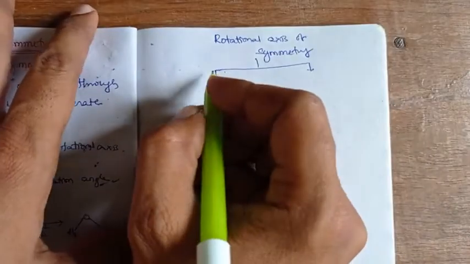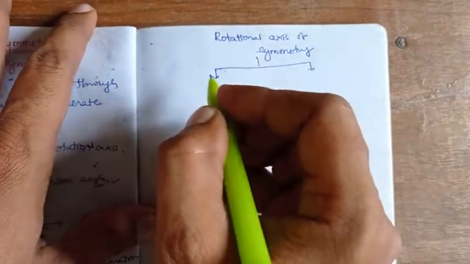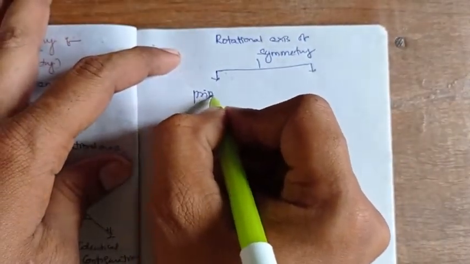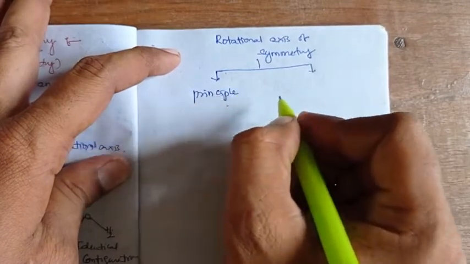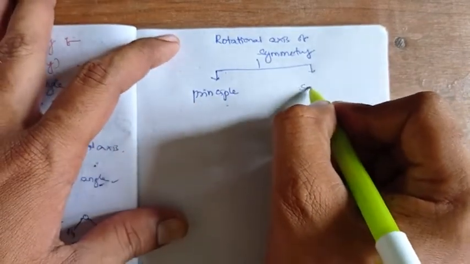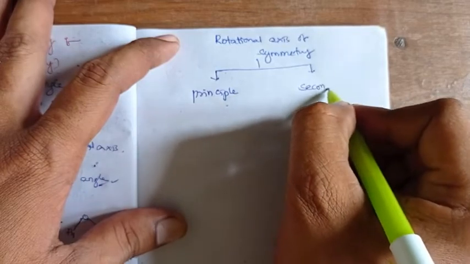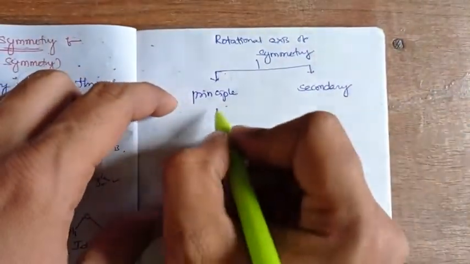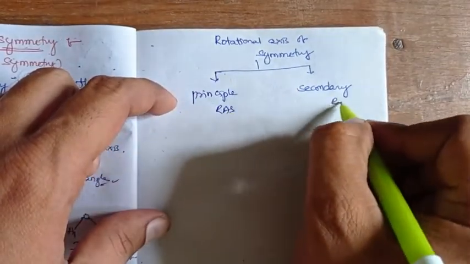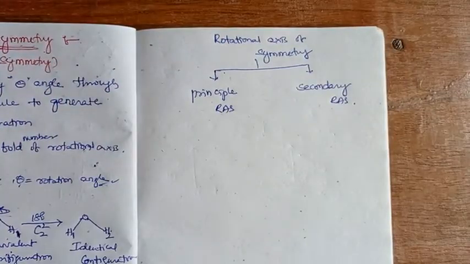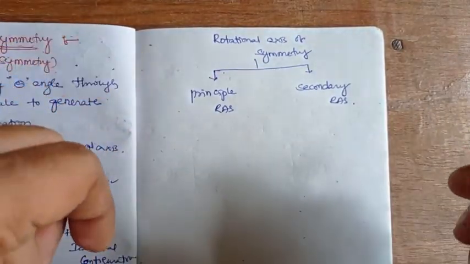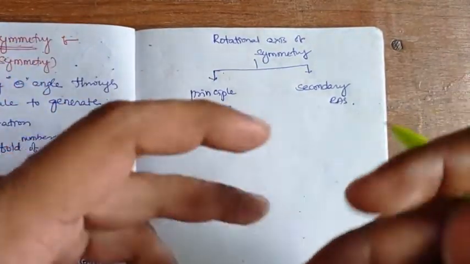Here the rotational axis of symmetry is of two types, two classes. The first will be called the principal rotational axis of symmetry. The second will be called the secondary rotational axis of symmetry. Principal rotational axis of symmetry, secondary rotational axis of symmetry, right?